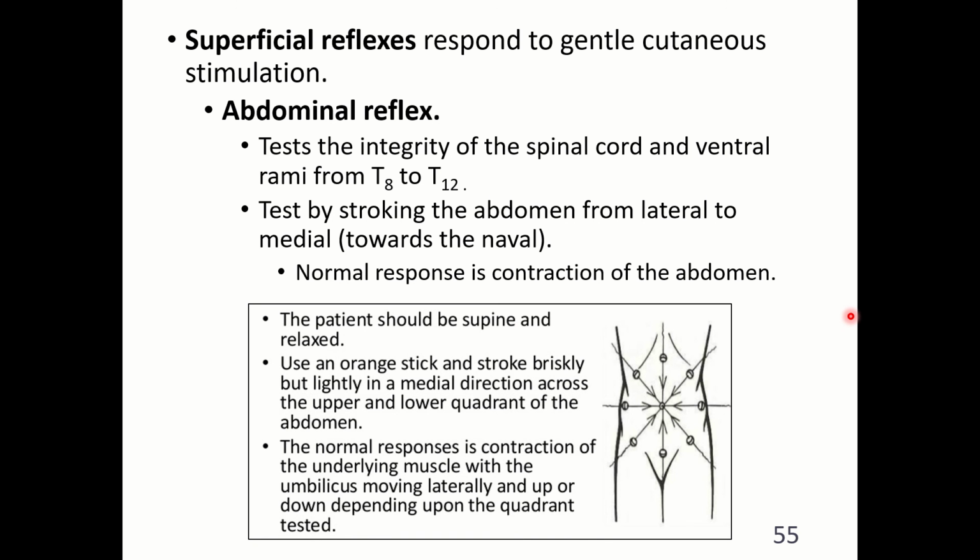So the patient should be supine and relaxed, laying down. Use a stick and stroke briskly but lightly in a medial direction across the upper and lower quadrant of the abdomen. And the normal response is the contraction of the underlying muscle, with the umbilicus moving laterally and up or down depending on the quadrant tested, aka the tickle response.